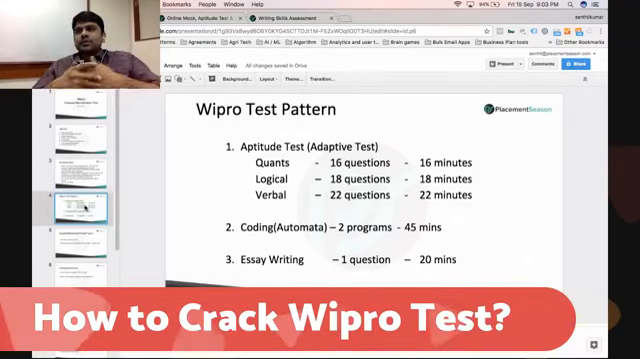Essay writing, so one question. If your spelling and grammar mistakes are within the allowed limit, then definitely you can expect the selection. And since this year the selection in Wipro is very less, 5 to 10%, practice a lot. That's why we have added many new tests into the already existing test packages. So practice a lot.